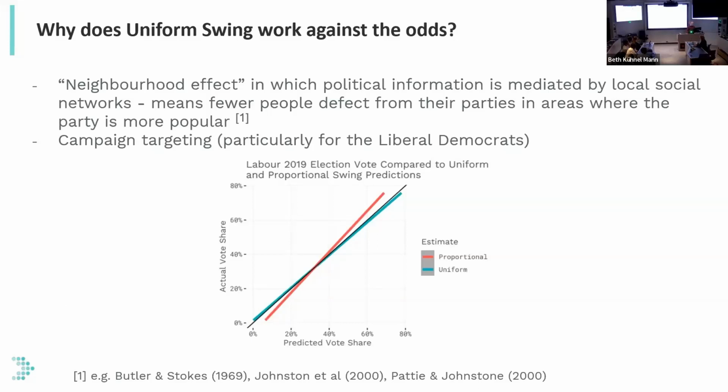A lot of this is probably because discussion about politics and the formation of political opinions is conditioned by the people who are around you, people who are speaking about politics. So parties proportionally tend to do much better in their best seats than their worst seats, election to election. This is just an example of the 2019 election. If you were using a proportional swing where Labour loses a certain percentage of its vote in every seat, you would underestimate Labour in its best seats and overestimate them in their worst seats. Whereas uniform swing, on average, gets the relationship slightly better.